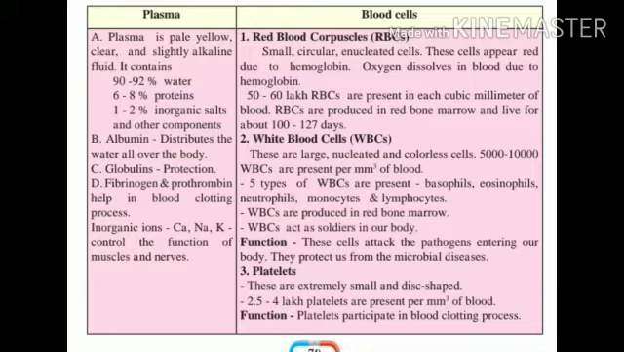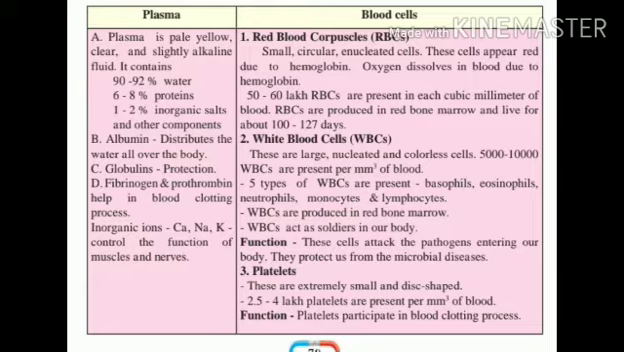Now let's see about plasma. Plasma is a pale yellow, clear and slightly alkaline fluid. It contains 90 to 92% water, 6 to 8% protein and 1 to 2% inorganic salt. Albumin distributes the water all over the body. Globulins are used for protection.